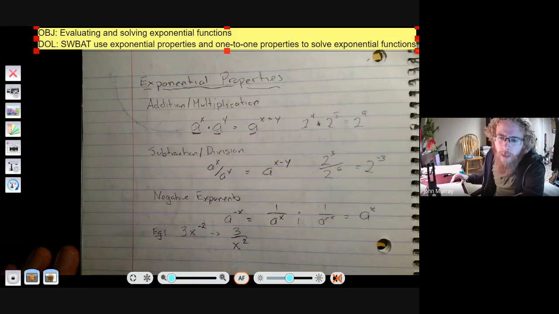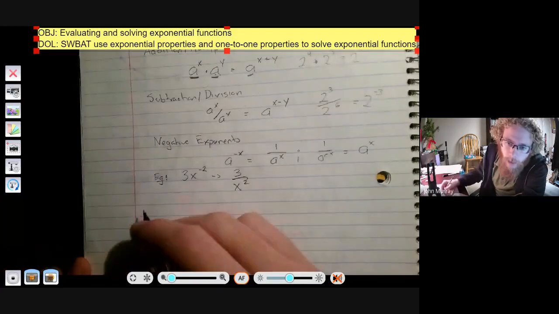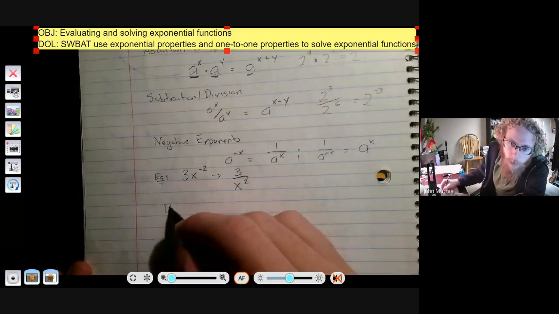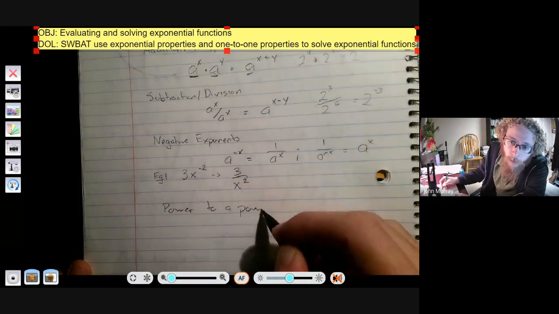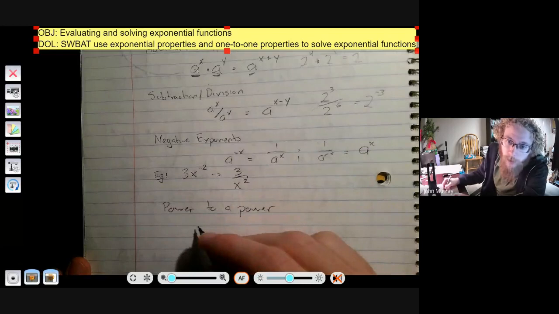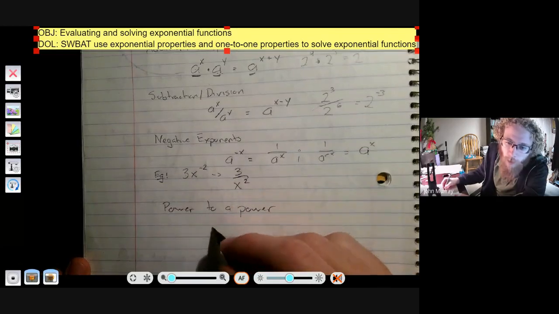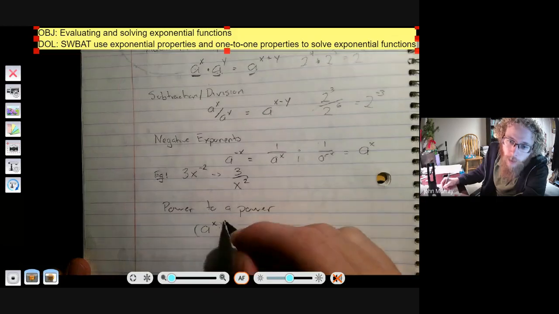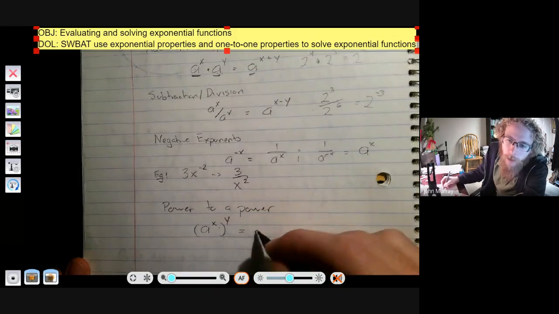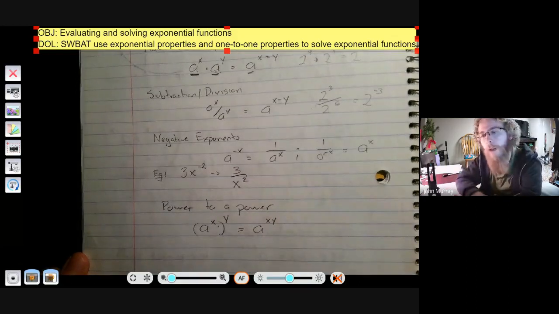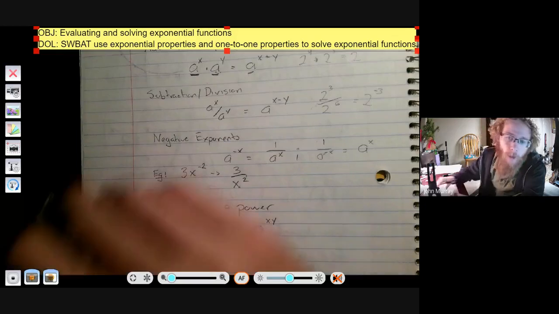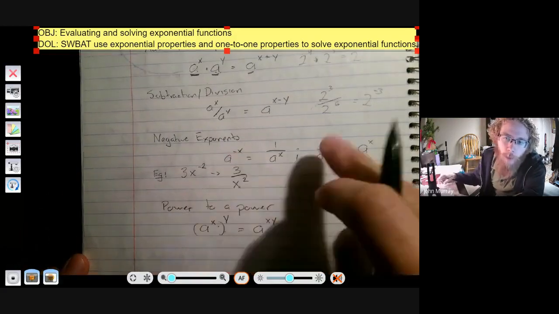All right, so we got addition, and then I think there's one more. When we're raising an exponent to another exponent, so if you have a to the x raised to the y, then you multiply your exponents, x times y. And all this gets tied along with the negative exponents.